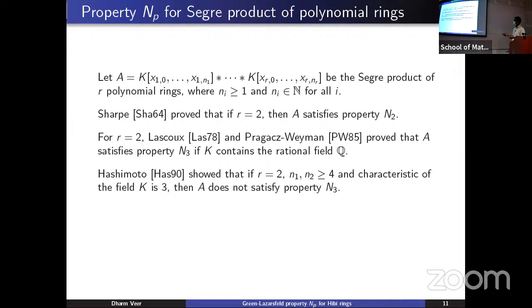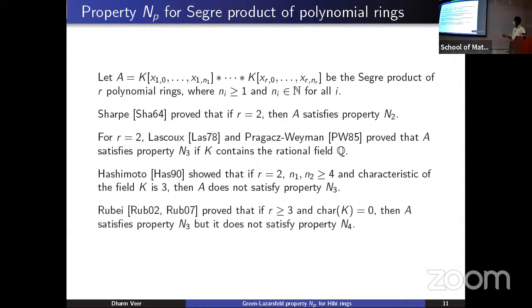And Hashimoto again, for R equal to 2, showed that if N1 and N2 are greater than or equal to 4 and the characteristic of the field is 3, then A does not satisfy property N3. So if N1 and N2 are greater than or equal to 4, that means in each polynomial ring there should be at least 5 variables. In that case, the graded minimal resolution of the second product of two polynomial rings depends on the characteristic of the field. And finally, Rubei proved that if R is greater than or equal to 3 and the characteristic of the field is 0, then A satisfies property N3, but it does not satisfy property N4.